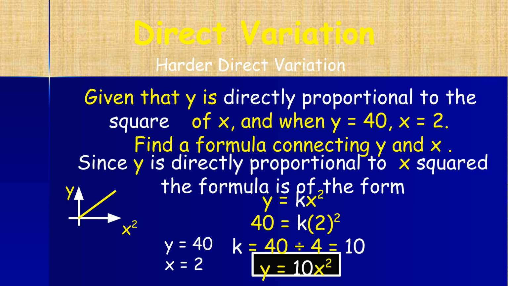Let's consider a harder direct variation. Find a formula connecting y and x, given that y is directly proportional to the square of x, and y equals 40 when x equals 2. The formula is y equals kx squared. Substituting the values gives 40 equals k times 2 squared, so k equals 10. The formula is y equals 10x squared.